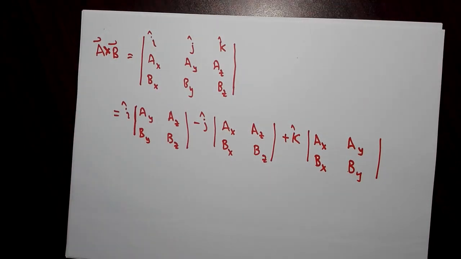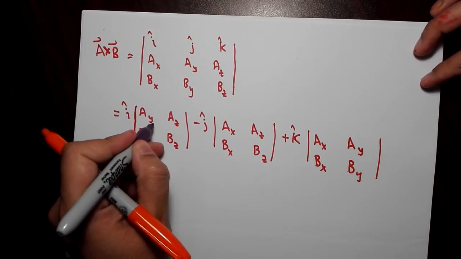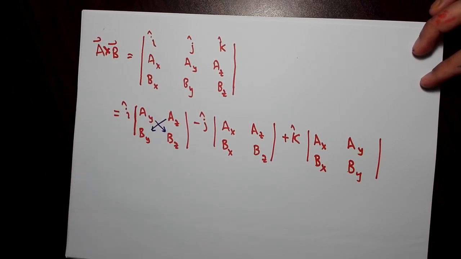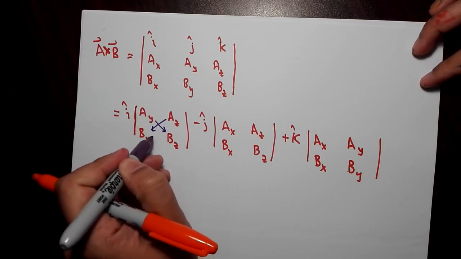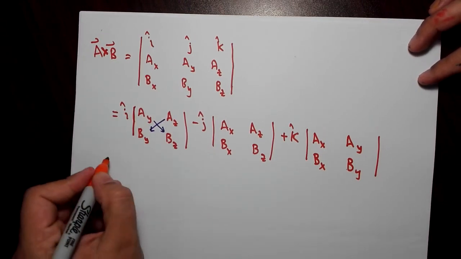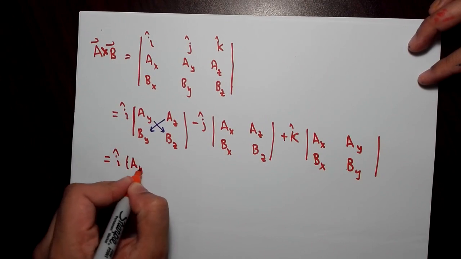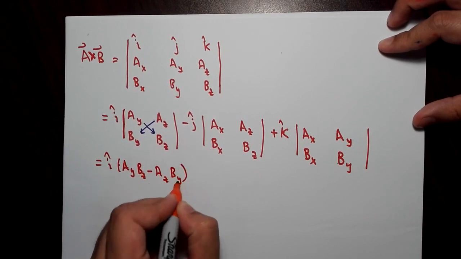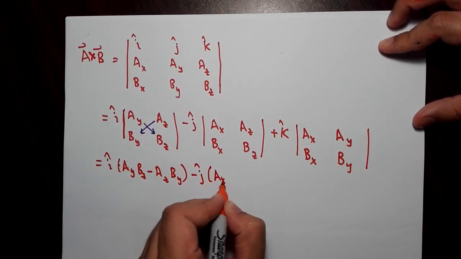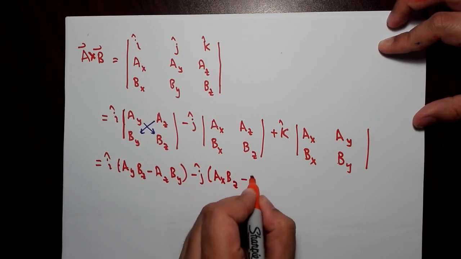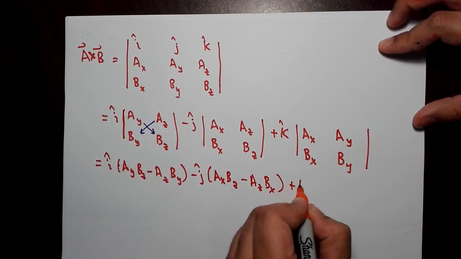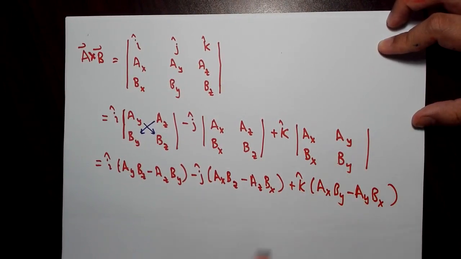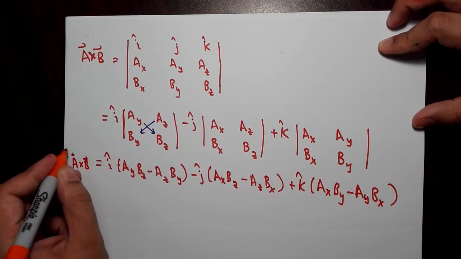Good. So now the determinant, if you have seen this, is obtained for a 2 by 2 matrix when you multiply these two and then subtract it from the product of these two. So you get i hat (AY BZ minus AZ BY) minus j hat (AX BZ minus AZ BX) plus k hat (AX BY minus AY BX). So that's your cross product, A cross B. Okay?